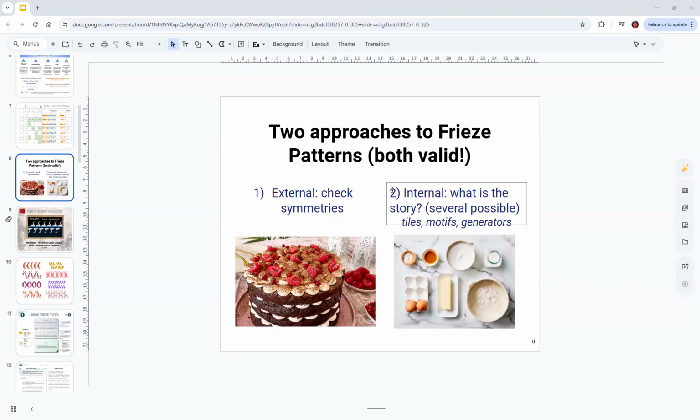And in this analogy, the second approach would be internal instead of external. So what's the story? How was this cake built? So you have the cake, but you don't really just look at the cake as finished, but you kind of go back in time and ask what are the generators? What are the ingredients? What is it made of? So if somebody made this strip, this infinite strip, how was it made? What was the smallest information that was needed to build the whole infinite object?